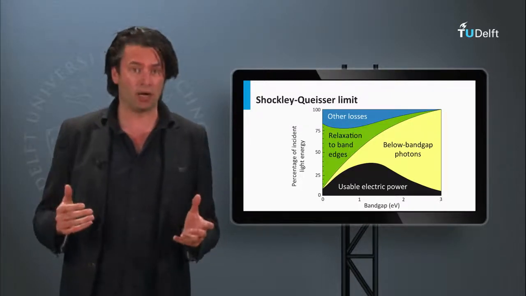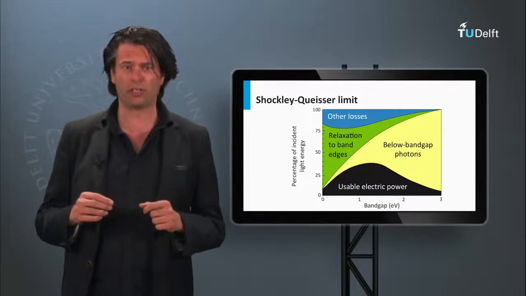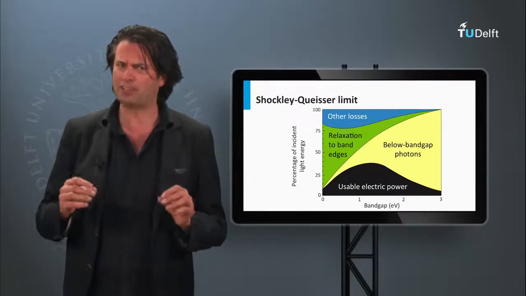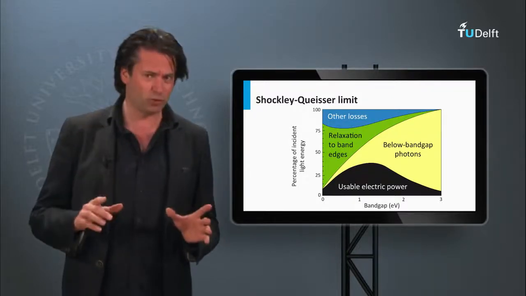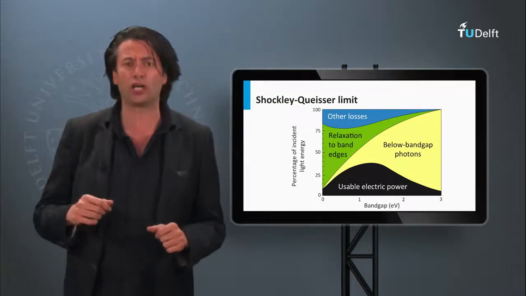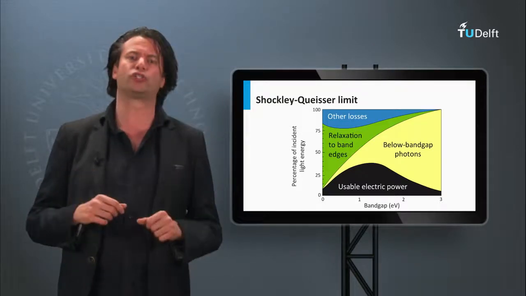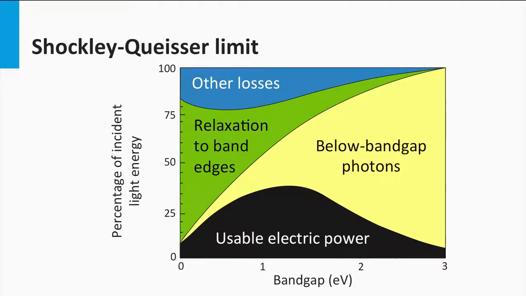As discussed in week 1, third generation technology is technology based on concepts which are able to surpass the so-called Shockley-Queisser limit of a single junction solar cell. The Shockley-Queisser limit, as discussed in week 3, is a kind of thermodynamic approach to estimate the maximum performance of a single junction solar cell.